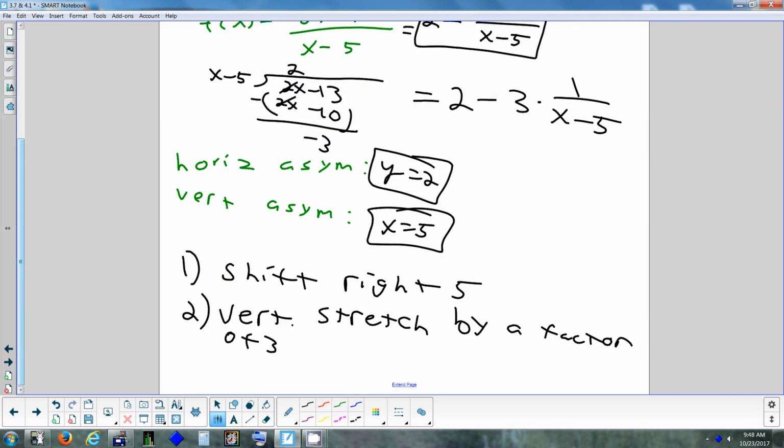And then the last thing is that 2. Actually, 2 more things, and then we'll talk about the 2. A lot of times we see the 2 at the end. So we see it like negative 3 times 1 over x minus 5, plus 2. And when I started to think of it that way, all of a sudden I saw the negative, and that reminded me of something else. What is the negative going to do?